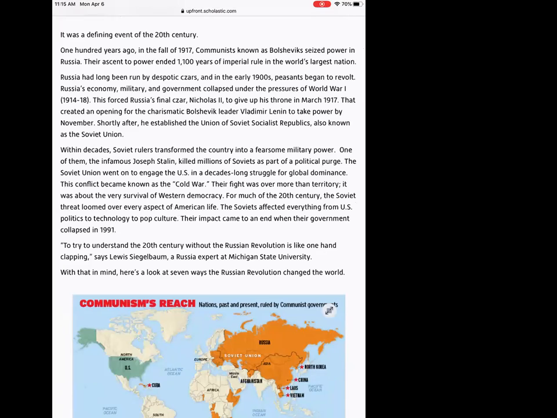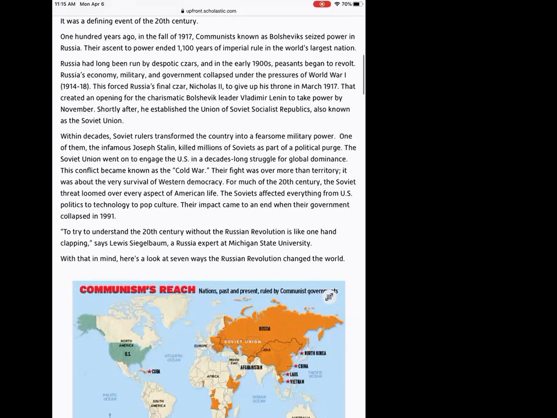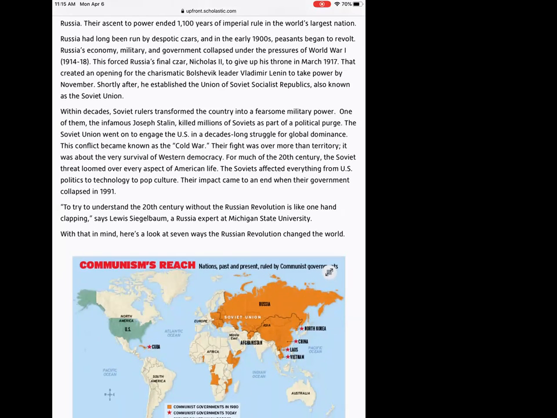All right, so we're going to start. It was a defining event of the 20th century. 100 years ago, in the fall of 1917, communists known as Bolsheviks seized power in Russia. Their ascent to power ended 1,100 years of imperial rule in the world's largest nation. Russia had long been run by despotic czars. A czar is a king. And in the early 1900s, peasants began to revolt.